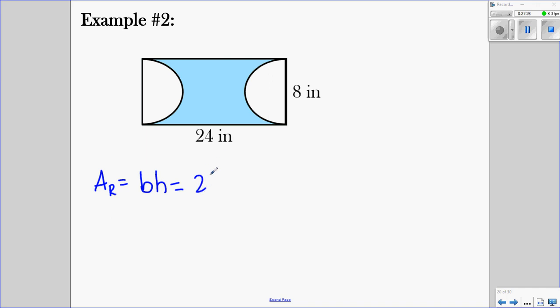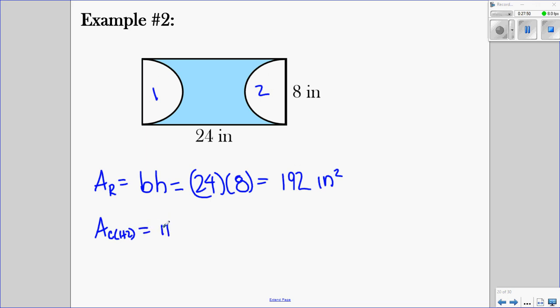So that will give me 24 times 8. That gives me the 192 square inch. And then for the circle, since I'm going to add these two, I'm going to put 1 and 2, so the circle, which is 1 and 2 put together. So it'll be pi r squared.